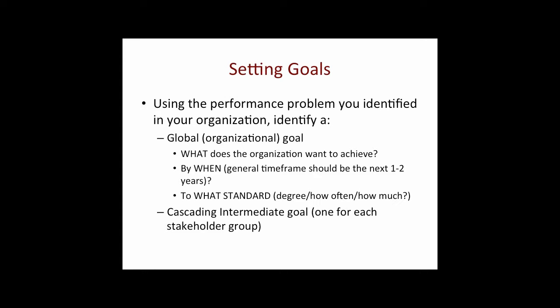So let's go to the next slide of setting goals. How do you go about doing this? Well, you use a performance problem you identified in your organization. You identify a global goal by saying that this organization has a problem of this, and then ask yourself what goal would be achieved if this problem were solved by the organization. And then you want to go through and think about each of the stakeholders that have direct influence on achieving this organizational goal and identify those.